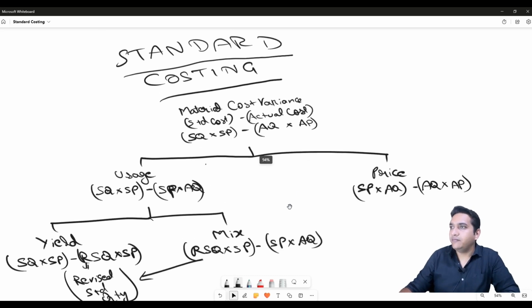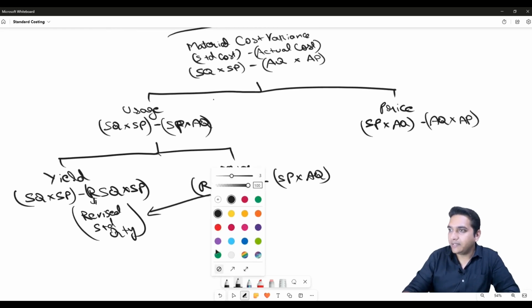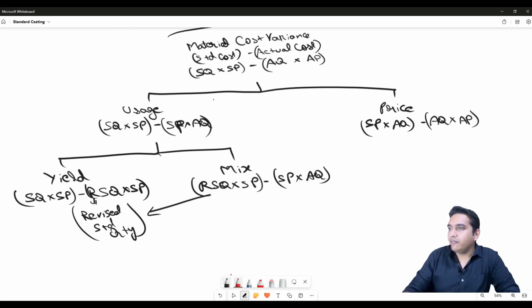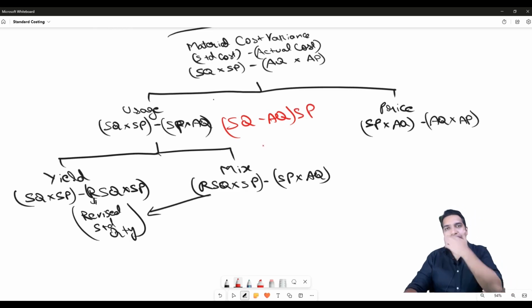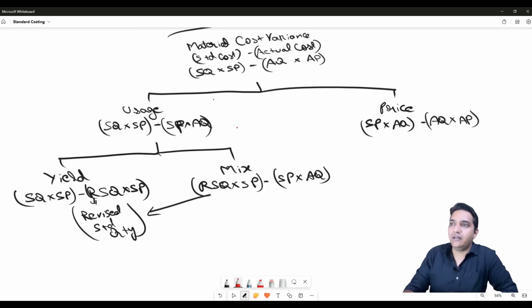Now let us analyze a little on these formulas so that you can easily remember them in the examination. There are multiple ways to write these formulas. Say for example, one way to write the usage formula could be standard quantity minus actual quantity multiplied by standard price. Now if you look at the institute materials, they usually use this formula. But the formula which I have written is also correct. Mathematically, it yields the same result every time.